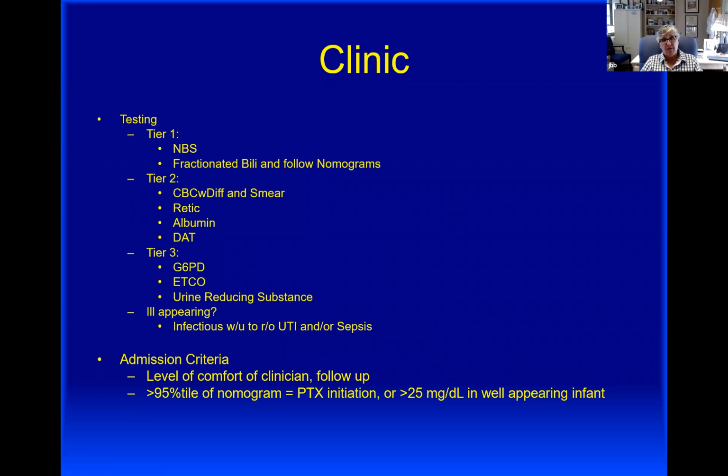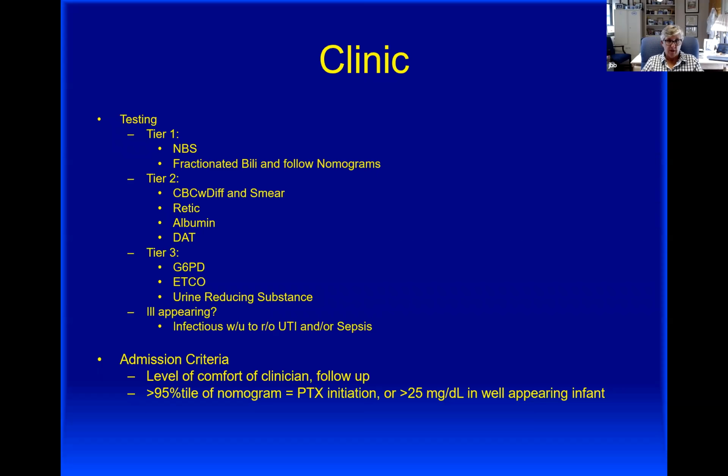Testing, what do we do? Over and over again, I've talked about newborn screens. Unfortunately, as I've said, they're not back initially. Our state takes 10 days to 2 weeks, but you can always call and check and see if they have it, or at least check the computer nowadays. Get the fractionated bili, follow the nomograms, look at the BiliTool, do what it says for you to do.